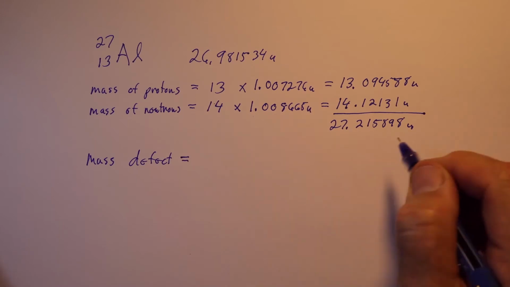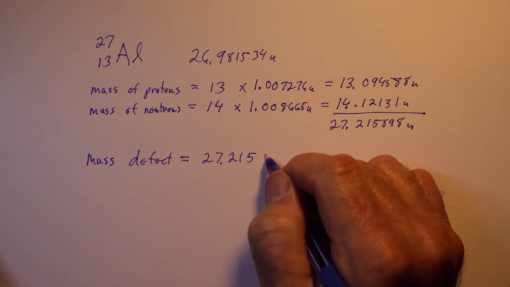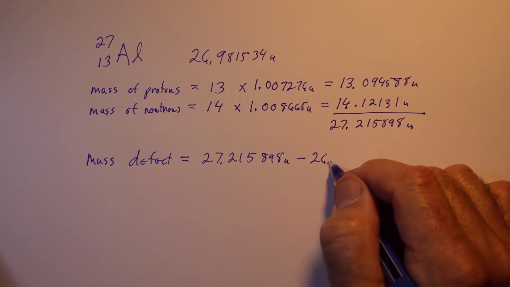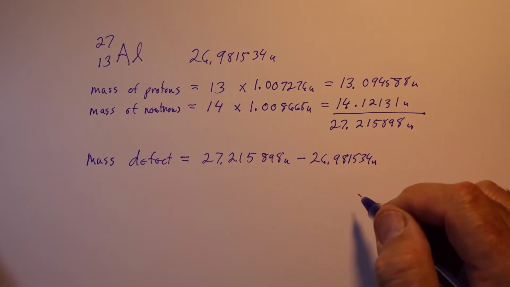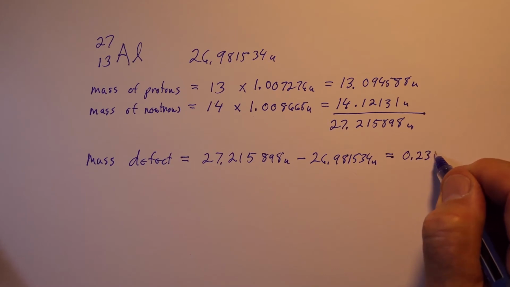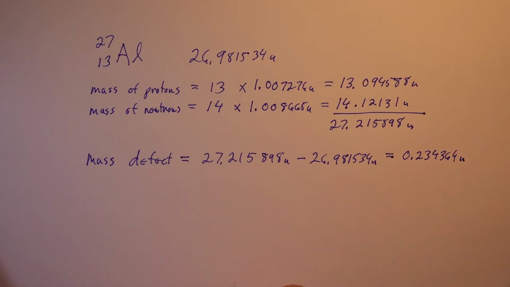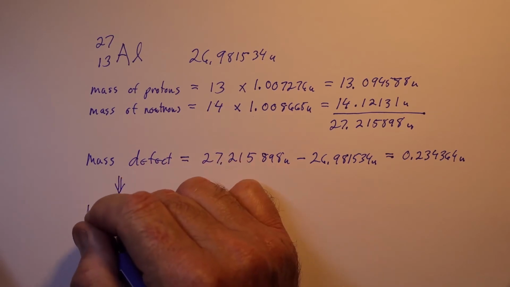And the difference then is 27.2158898 atomic mass units less 26.981534 atomic mass units. And when we do that subtraction, we get 0.234364 atomic mass units. And what does the mass defect represent? The mass defect is the binding energy that's holding the whole nucleus together. So this is equivalent to the binding energy.